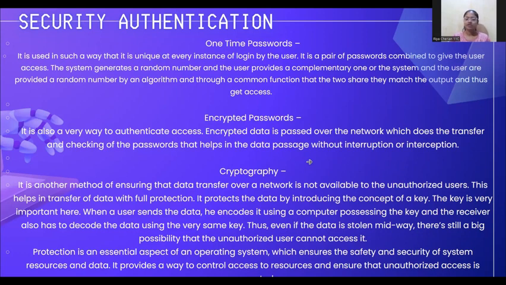Next is cryptography. It is another method of ensuring that data transfer over a network is not available to the unauthorized users. This helps in transfer of data with full protection. It protects the data by introducing the concept of a key. A key is very important here. When a user sends the data, it encodes it using a computer processing the key, and the receiver also has to decode the data using the same very key.